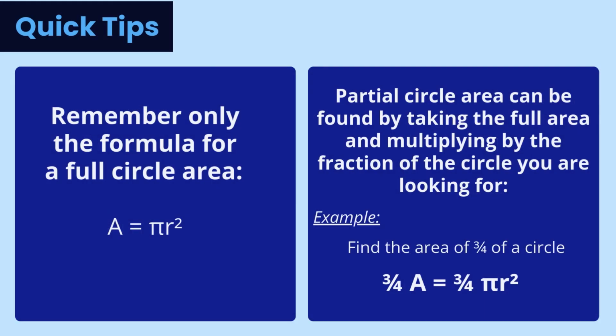So the only formula you truly need to memorize is A equals pi times the radius squared. Every partial circle comes from multiplying the full circle's area by the fraction you need. So if you ever need to find the area of a partial circle, like 3/4 of a circle, you simply take the full area, pi times radius squared, and multiply by the fraction. For example, 3/4 times pi times the radius squared gives you the area of 3/4 of a full circle.